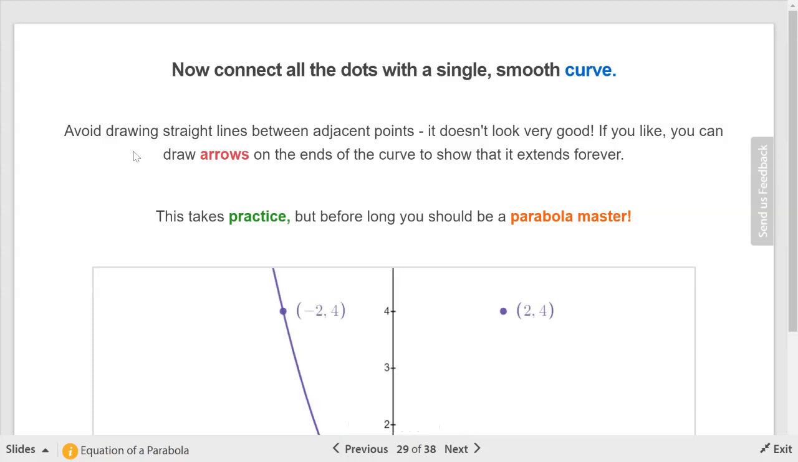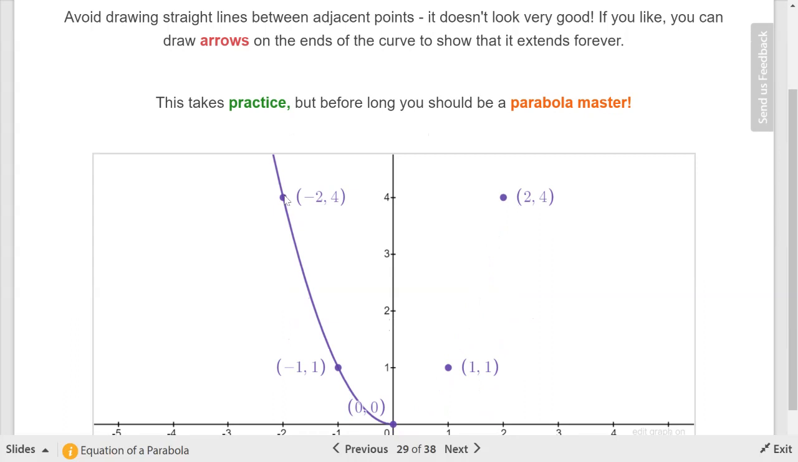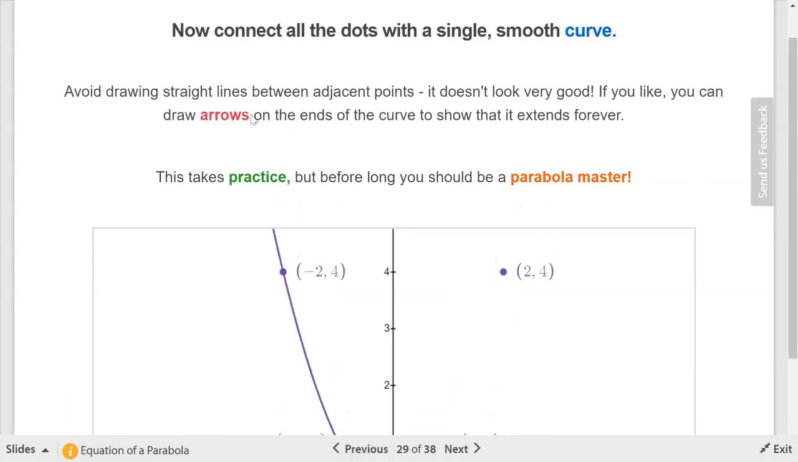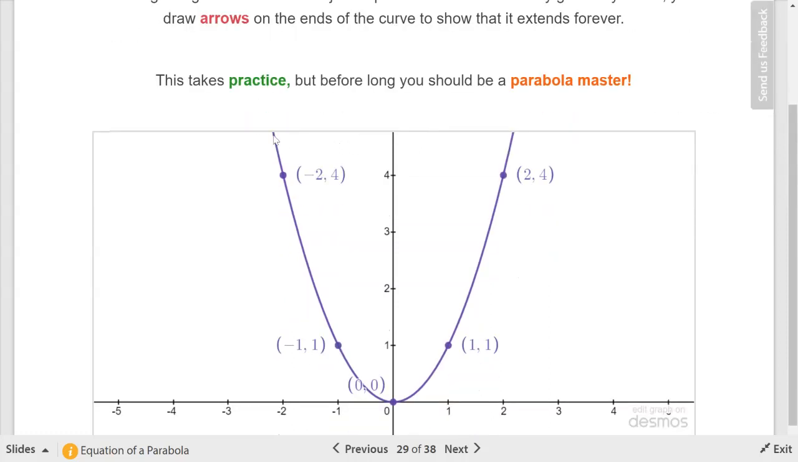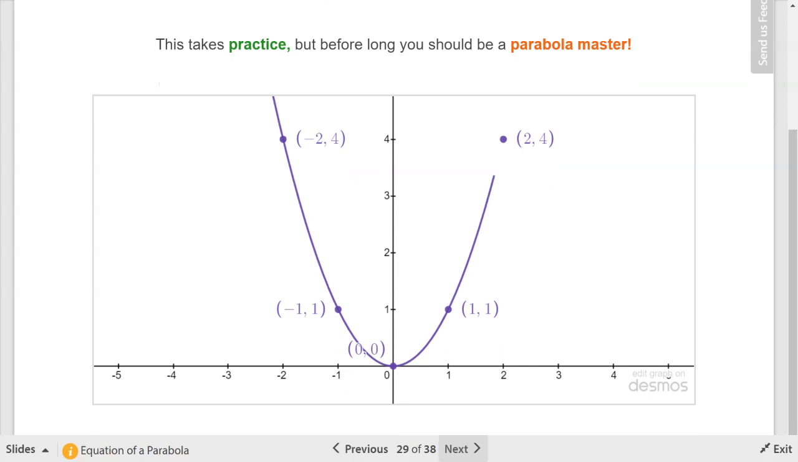Avoid drawing straight lines between adjacent points, it says. So you don't want to connect it using a straight line. It has to be curved. Curve is very good, okay? And it says, if you like, you can draw arrows on the ends of the curve to show that it extends forever. So you can put some kind of arrow on both sides of the curve, one on this side and one on this side as well.